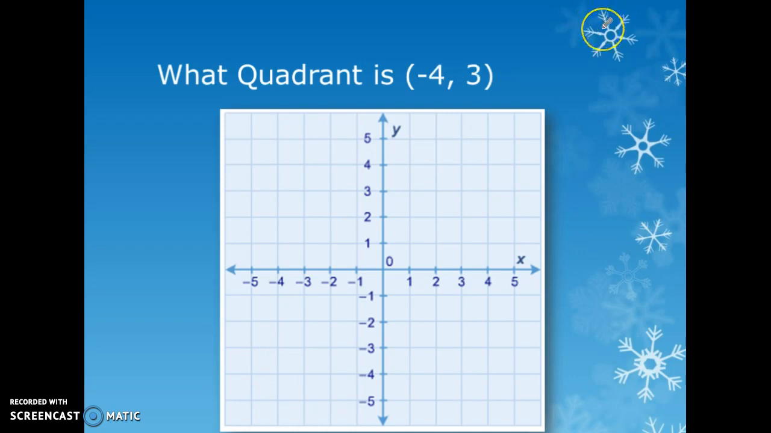And last one, (-4, 3). Find where that one would be. That one is quadrant 2. (-4, 3), this is quadrant 2.